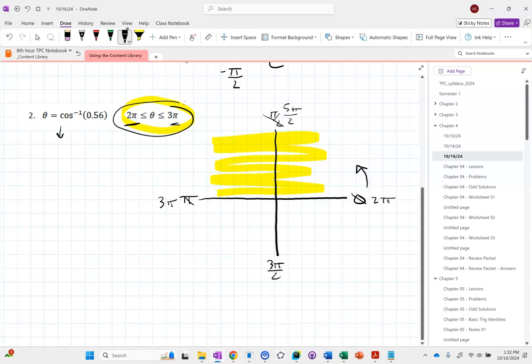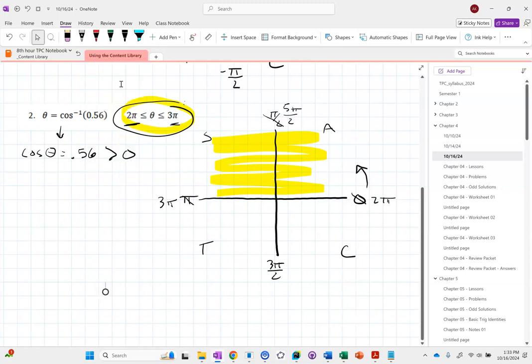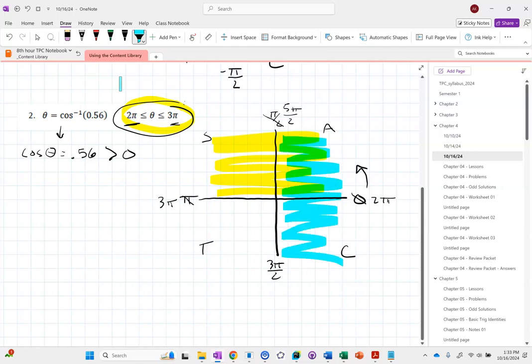Now I'm going to look at my equation. I know that theta equals cosine inverse of 0.56 is the same thing as cosine theta equals 0.56. Since that's positive, I'm going to use my All Silly Turtles Crawl and see that cosine is positive in A, where everything is positive, and C, where cosine is positive. So far, so good.